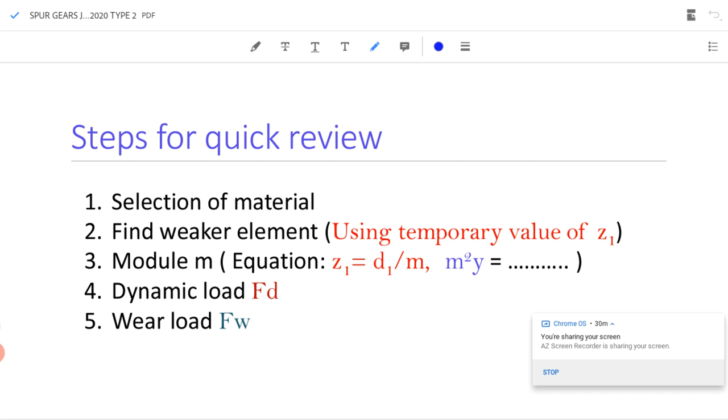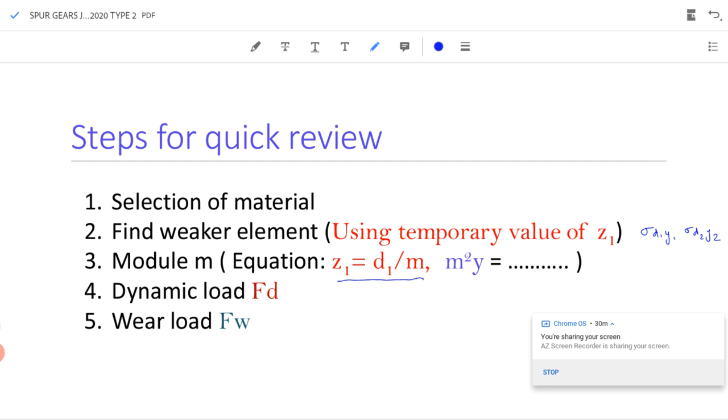From that Z1, I will find the value of Y1 and Y2. I will compare sigma D1 and sigma D2, and whichever is lower will be the weaker element. So Y will be found from the value of Z. In further equation, to find the module, Z1 will be substituted in terms of diameter. Z1 equal to D1 by M, and our final equation will be equal to m square y v equal to something. Then we will find the module by the trial and error method.